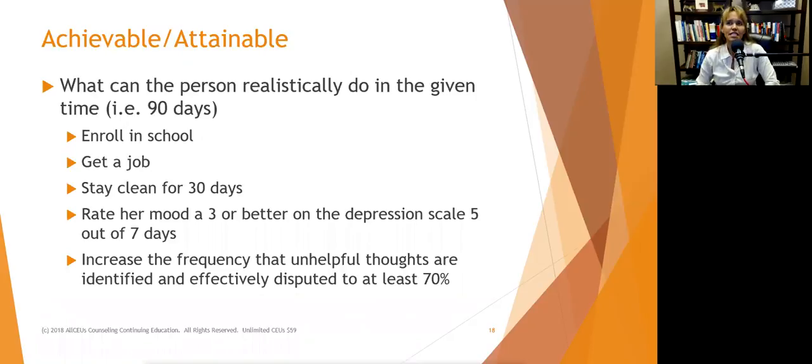Increase the frequency that unhelpful thoughts are identified and effectively disputed at least 70% of the time. You'd have to find a way to kind of log this with hash marks or something, but there are ways you can do it.